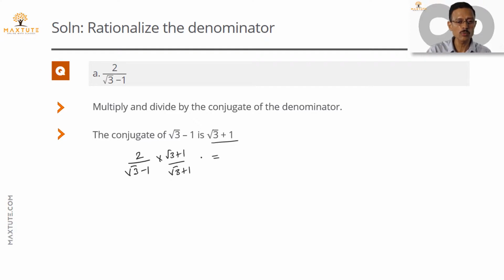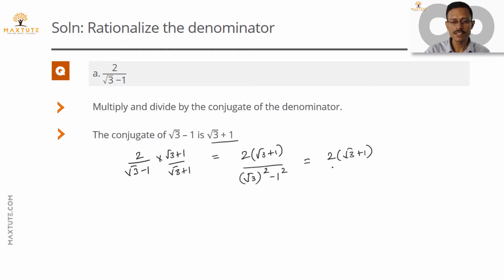So what happens to the numerator of this combined expression? It's going to be 2 times root 3 plus 1. What does the denominator resemble? It resembles x minus y into x plus y, which is nothing but x square minus y square. So x square for us is root 3 square, minus y square, which is 1 square. Numerator stays intact at 2 into root 3 plus 1, divided by the denominator: root 3 square is 3 and 1 square is 1.